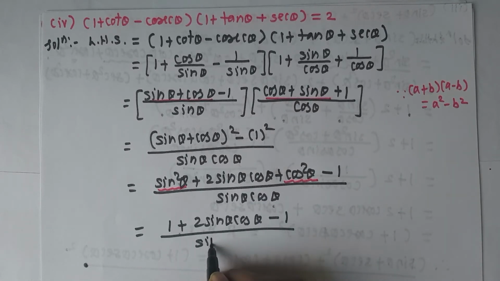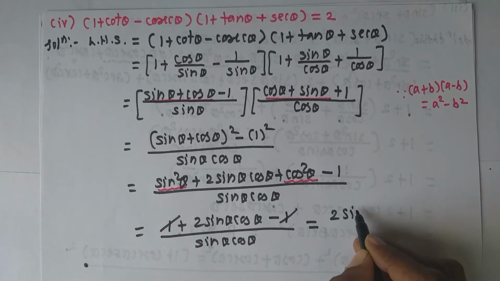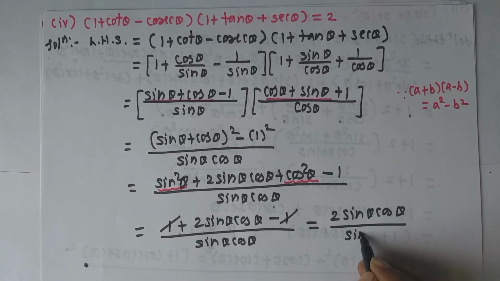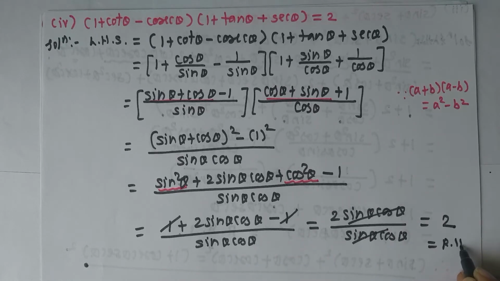Okay. This will be sine theta divided by cos theta. Now this plus 1 and minus 1 will get cancelled and only remains 2 sine theta cos theta divided by this sine theta cos theta, and this is equal to 2. Sine theta cos theta will get cancelled. Okay. In this way we have proved left hand side equal to right hand side.